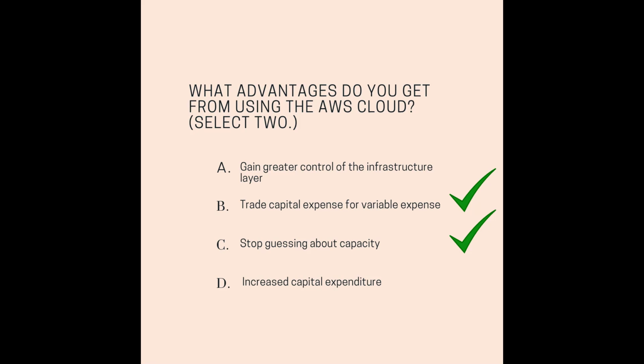The 6 advantages of cloud are: 1. Trade capital expense for variable expense. 2. Benefit from massive economies of scale. 3. Stop guessing about capacity. 4. Increase speed and agility. 5. Stop spending money running and maintaining data centers. 6. Go global in minutes.